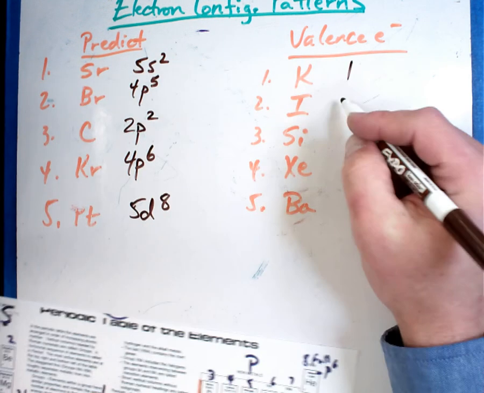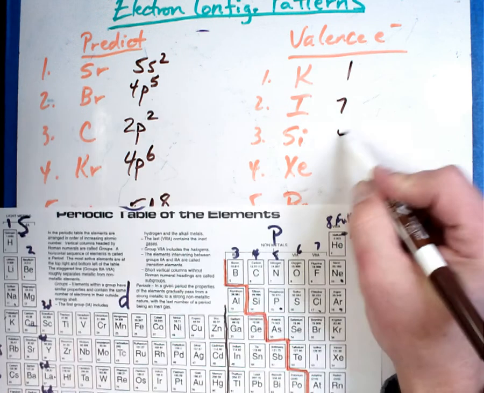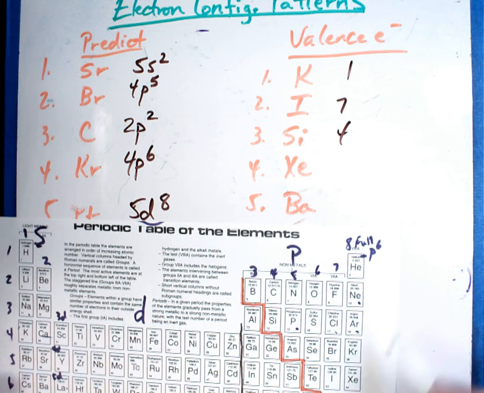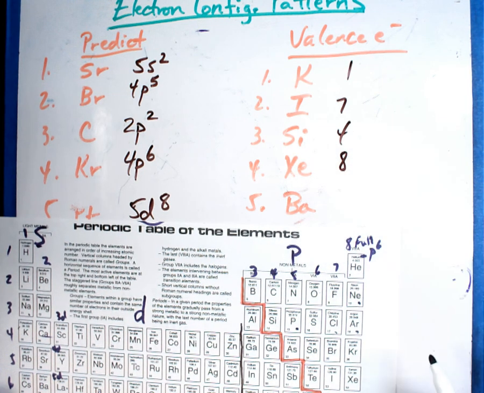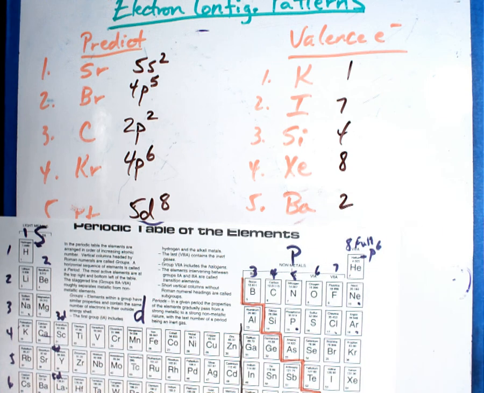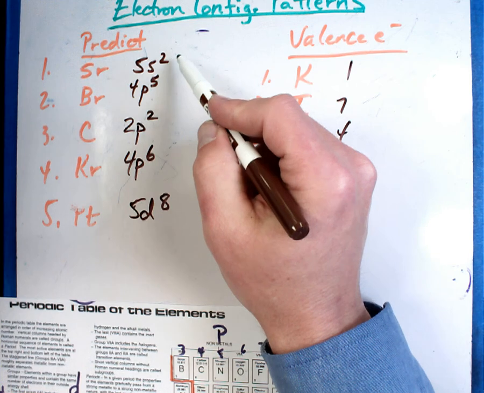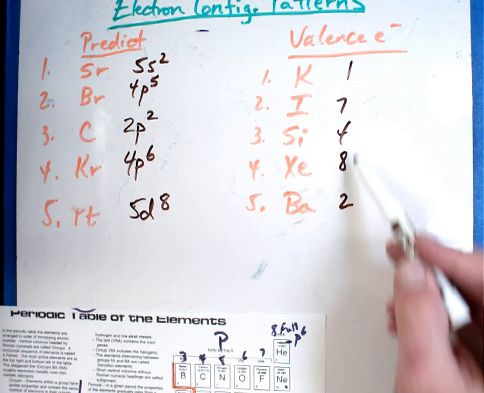He's got 7. Silicon is here: 1, 2, 3, 4. And really, I can just look at the numbers I wrote on my chart, but I'm counting them so you see them. Xenon, he's in the last column. We already know that's 8. Barium, 2nd column, is 2. So I would know the electron configurations of each of these by where they're located on the chart, and at the same time, how many valence electrons.